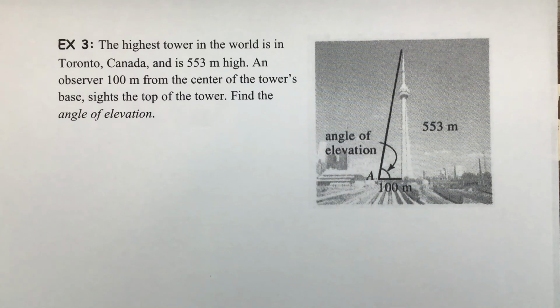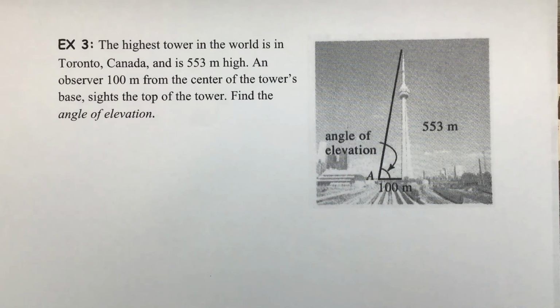All right, so for example number 3, the highest tower in the world is in Toronto, Canada, and it is 553 meters high. An observer 100 meters from the center of the tower's base sights the top of the tower. Find the angle of elevation.